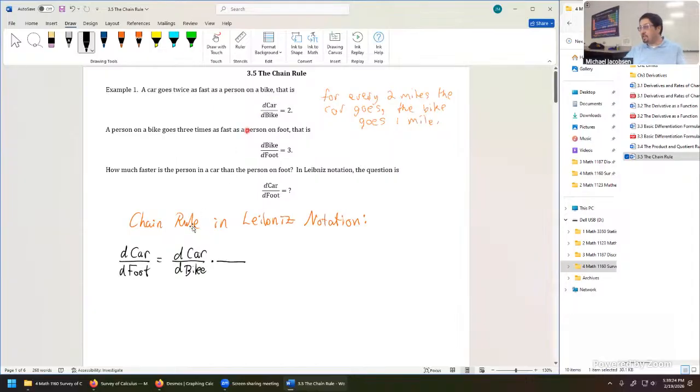But that's not the whole answer. We're trying to relate the person in the car with the person on foot. So we jumped through the intermediate derivative, relating it to the rate of change from the car to the bike. But our end answer has to be in terms of the person on foot, so we multiply by that derivative: the rate of change of the person on the bike with respect to the person on foot. Then we could just drop in those numbers. The first one was 2, the last one was 3, so altogether we get 6 times as fast.